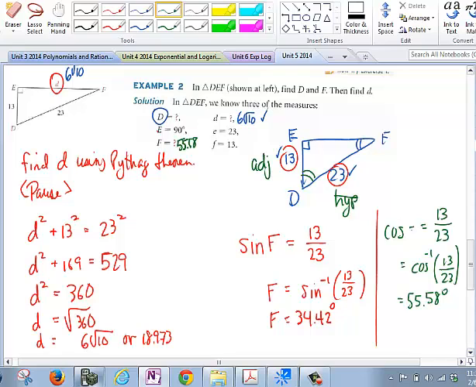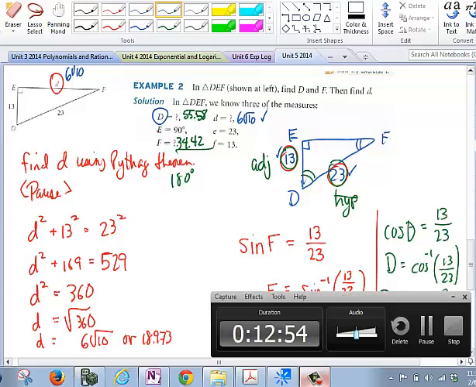Angle D has the adjacent side 13, the hypotenuse of 23. So angle D is the inverse cosine of 13 over 23. Angle D is 55.58. Angle F is 34.42. When you add them all together, you should get 180 degrees, which we do.